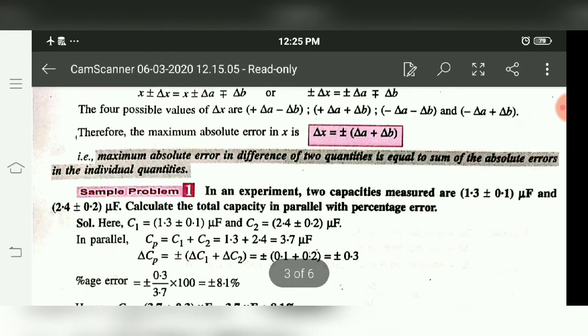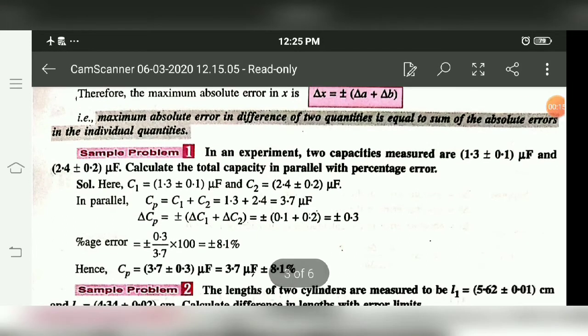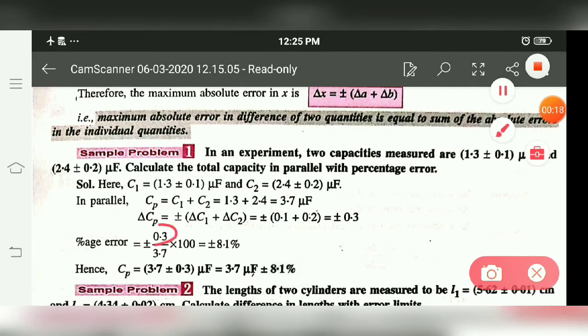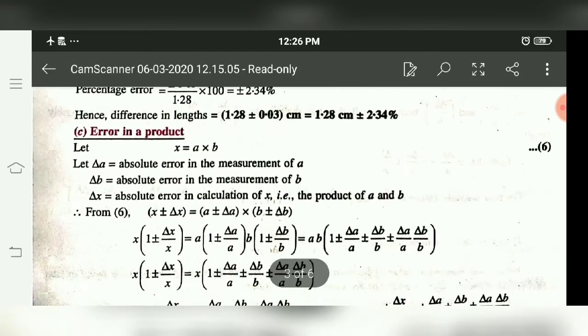If we have to calculate the percentage error, that is the total absolute error divided by the true value, times 100. For the true value we add the two values. So this is the actual true value plus minus error, or true value plus minus percentage error. This is the way we can add them.